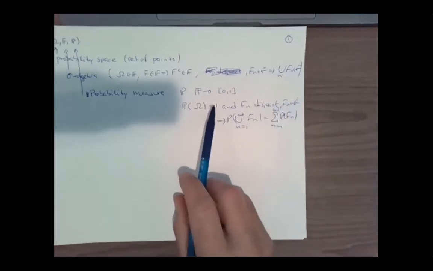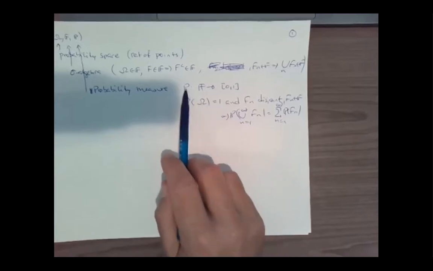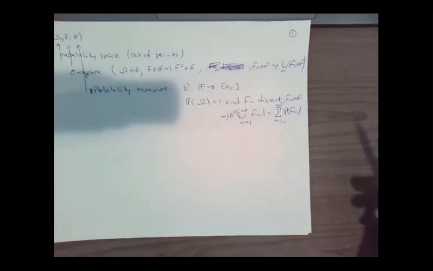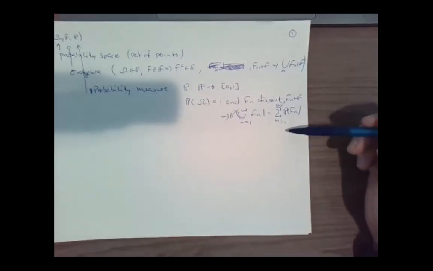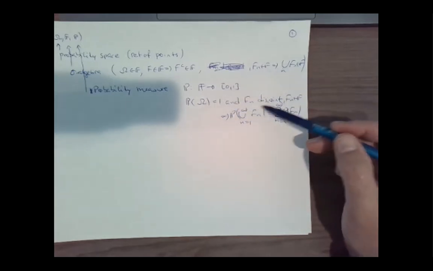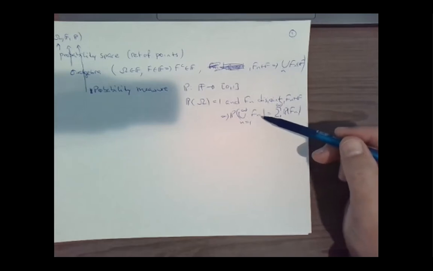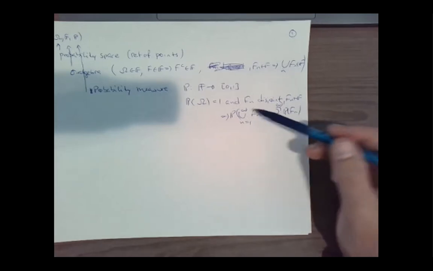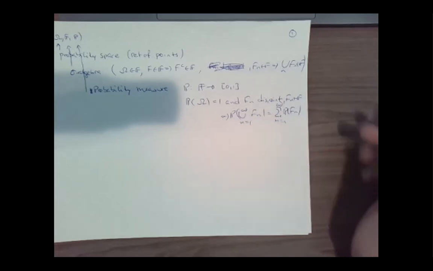And then, when you want to check whether or not a function with domain F is a probability measure, you need to check these two. So you have to have that omega has probability 1, and you have to have the disjoint sets. When you add up the probabilities of these disjoint sets, you get the same thing as the probability of the union.